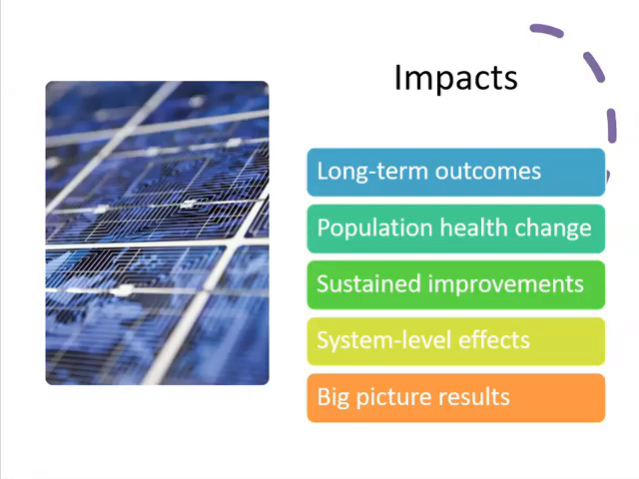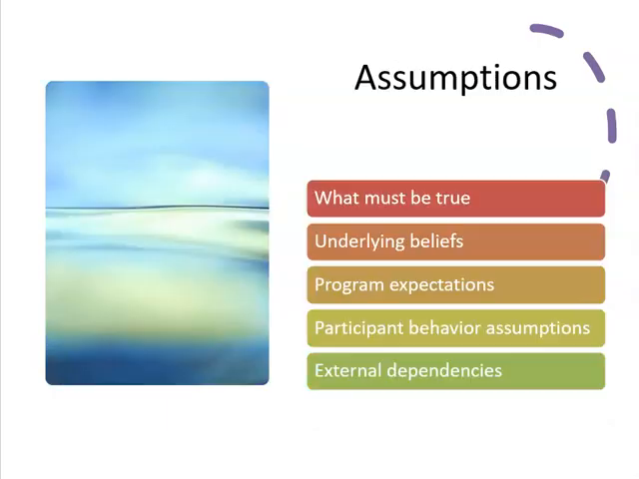Impacts are the long-term big picture results. So this is where you show your program affects population health over time. Examples include reduced disease rates, improved quality of life, or decreased healthcare costs. Strong submissions clearly distinguish between outcomes and impacts. Outcomes are immediate changes. Impacts are long-term transformations.